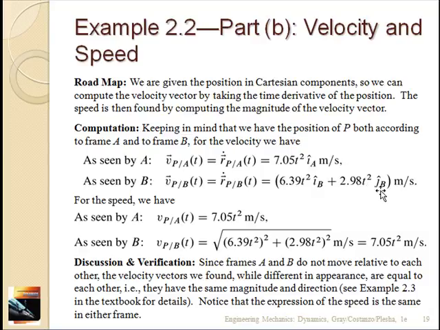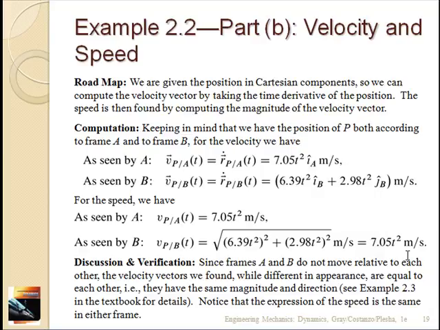To get the speed, it's just the magnitude of these. Since this only has an x coordinate, it's pretty trivial to find the magnitude. It's just 7.05 t squared. So the velocity is increasing like t squared, so it's ramping up pretty quickly, and the units are meters per second. In the B system, you have two components, so you have to take the square root of the sum of the squares. So we do that, and we end up with the same thing, 7.05 t squared.